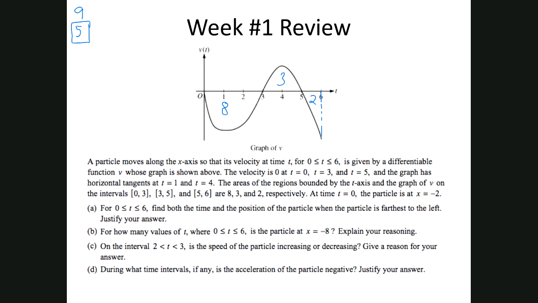So part A, it says, between 0 and 6, find both the time and the position of the particle when the particle is farthest to the left. Justify your answer. Part B, for how many values of t between 0 and 6 is the particle at -8? Explain your reasoning. Part C, on the interval 2 to 3, is the speed of the particle increasing or decreasing? And part D, during what time intervals, if any, is the acceleration of the particle negative? Justify your answer.